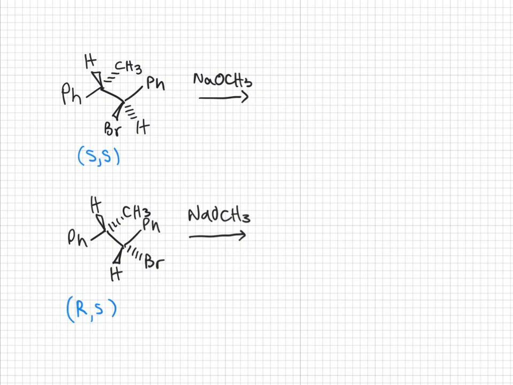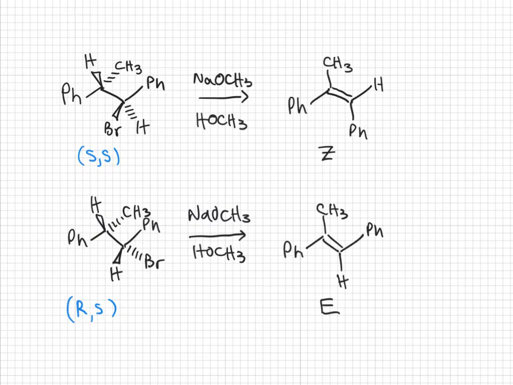Given that the E2 elimination reaction is stereospecific, different stereoisomeric starting materials should give stereoisomeric products. And in fact, diastereomeric starting materials give rise to different products. The two geometric isomers are formed as a consequence of the mechanism of the E2 stereospecific elimination.